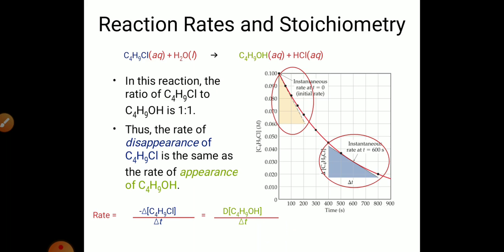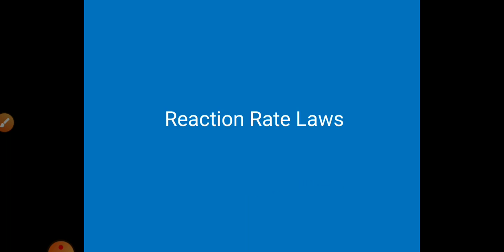So, here you can see the rate of disappearance of C4H9Cl by del T is equal to the formation or appearance of C4H9OH by del T.